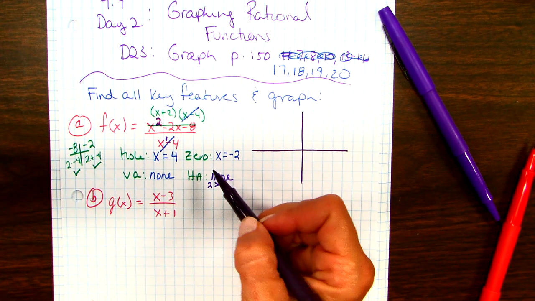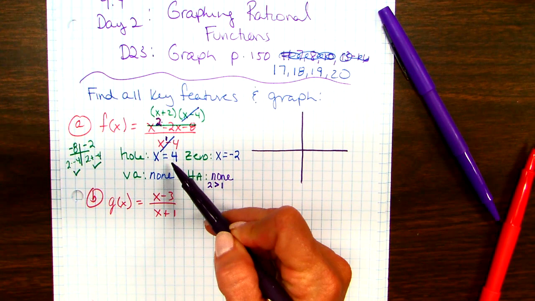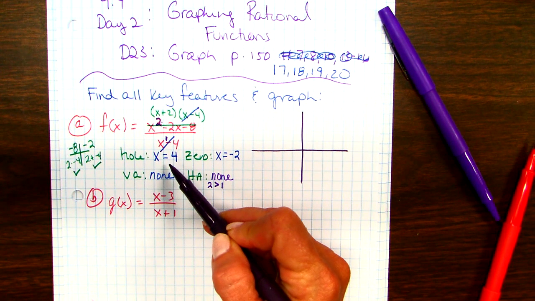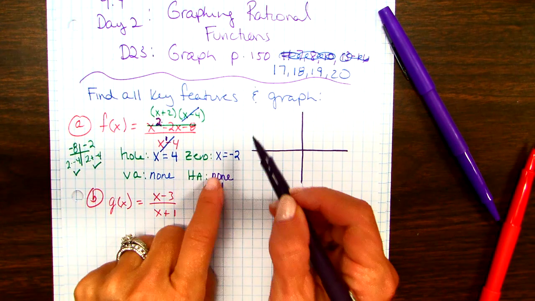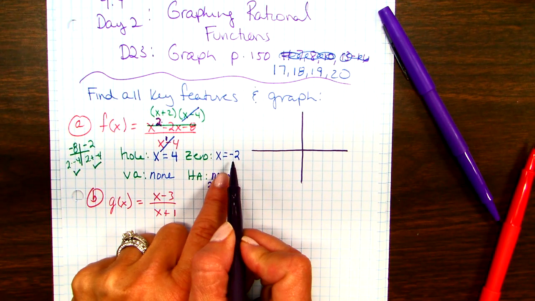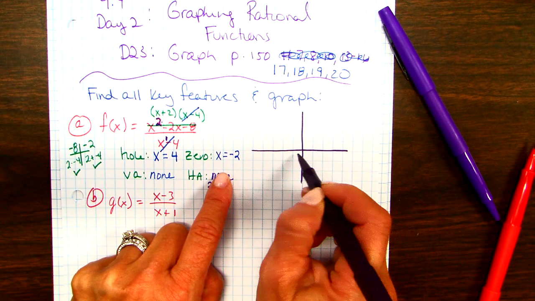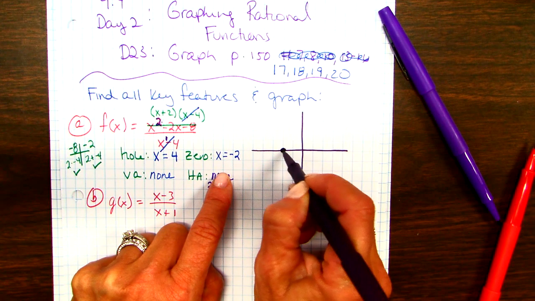Let's go ahead and I'm going to hold off on the hole. Okay, I know I'm going to have a 0 at x equals -2. Remember what a 0 is. A 0 is an x-intercept. It's going to be right here.